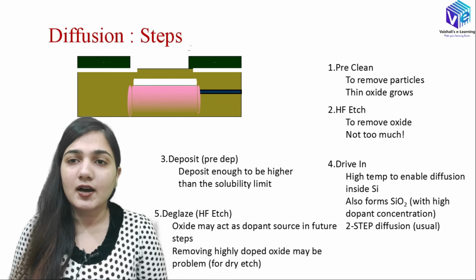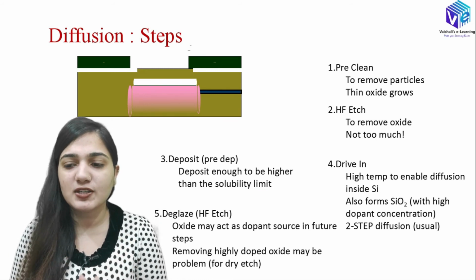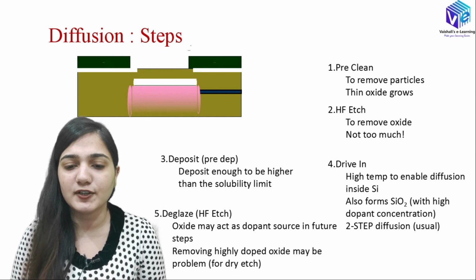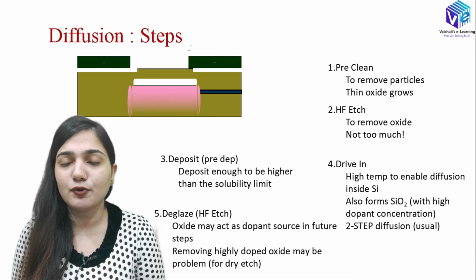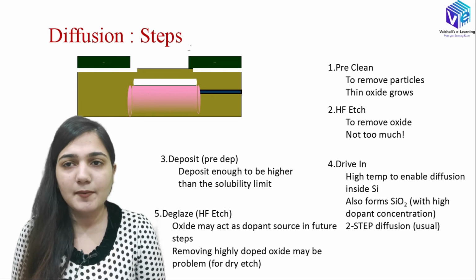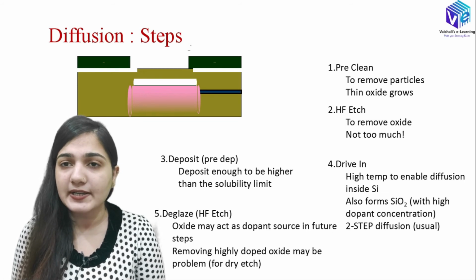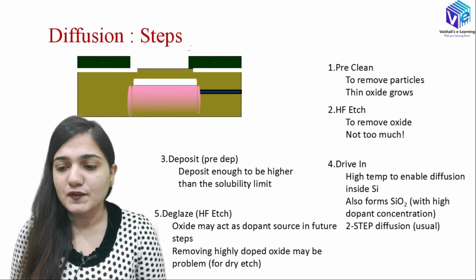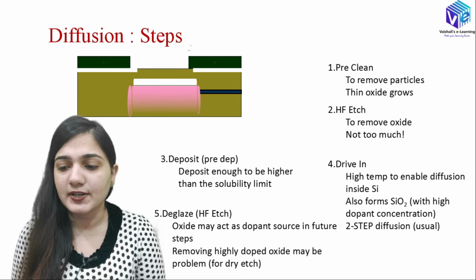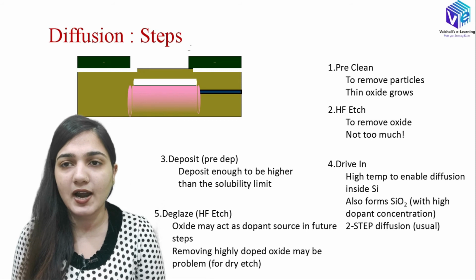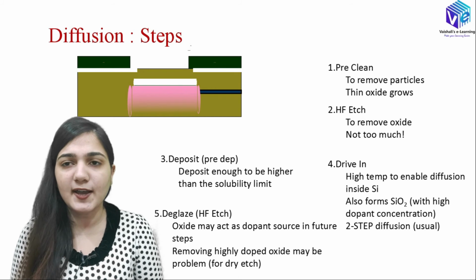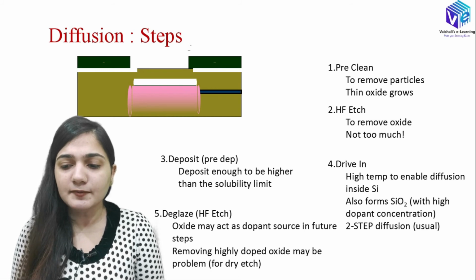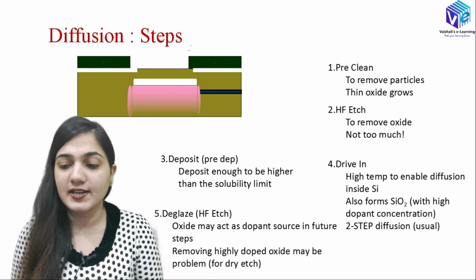So now coming to the actual diffusion steps. These are all of the steps that are required for the diffusion process. First is pre-clean, to remove the particles and to grow the thin oxide layer. We are doing the pre-clean process because there should not be any contaminant particles present after this process. So the pre-cleaning process is really important. After that we have the etching with hydrofluoric acid. Hydrofluoric acid will etch out the silicon dioxide, so to remove the oxide layer we are using hydrofluoric acid.